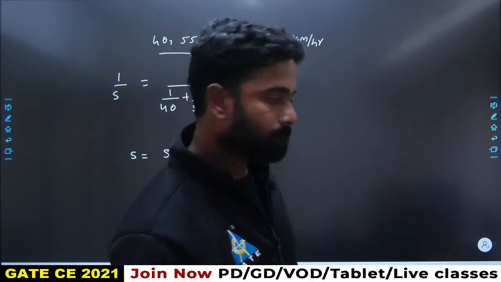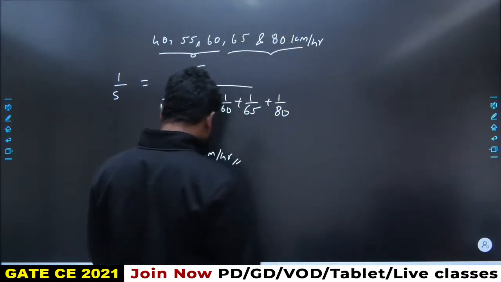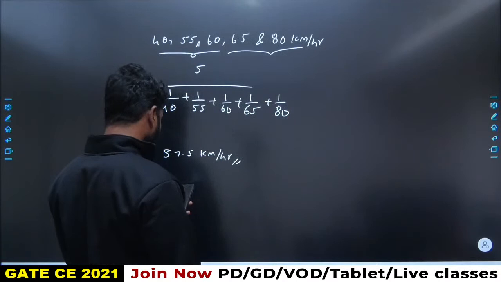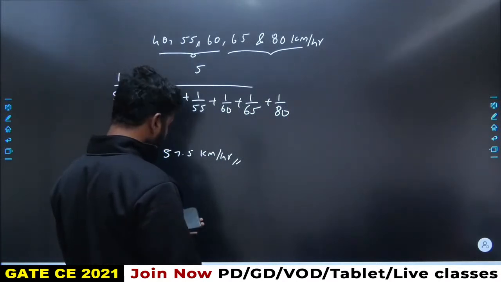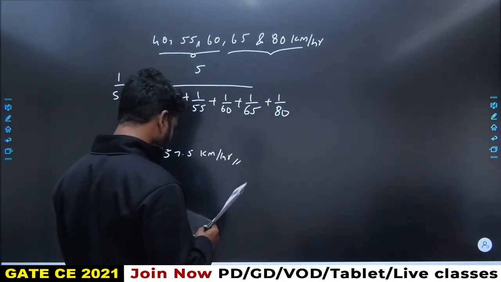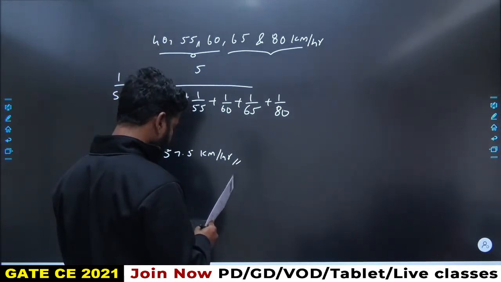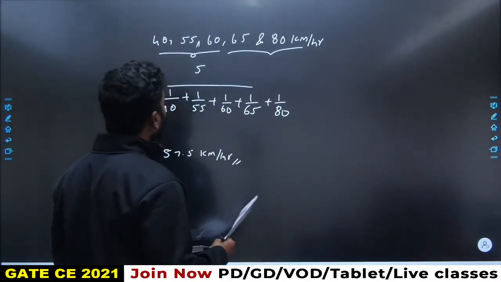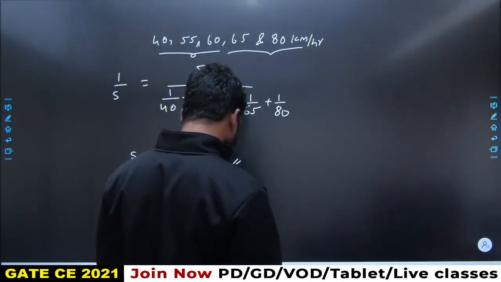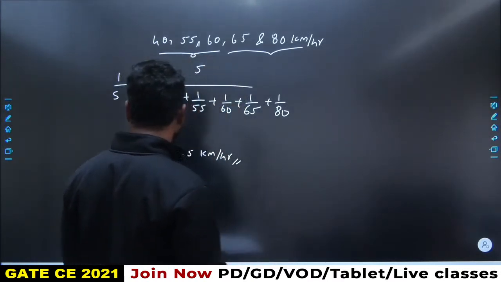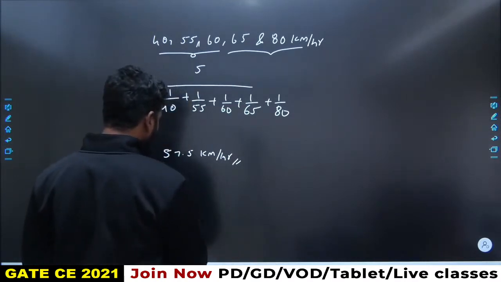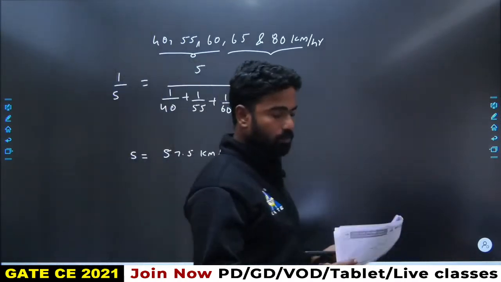I hope there are no calculation mistakes. 1 divided by 40 plus 1 divided by 55 plus 1 by 60 plus 1 by 65 plus 1 by 80. So approximately you will get 57.5. You can check your calculations, but this is how you are going to do this.